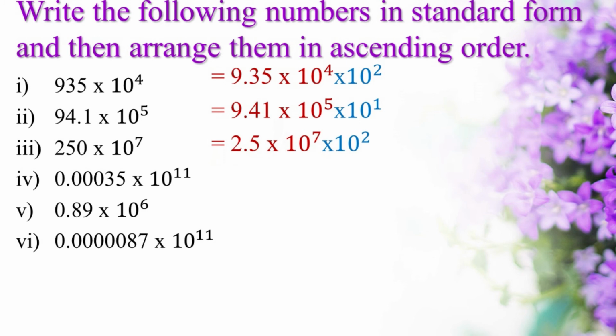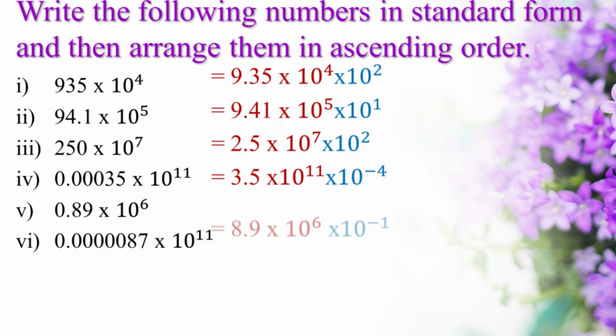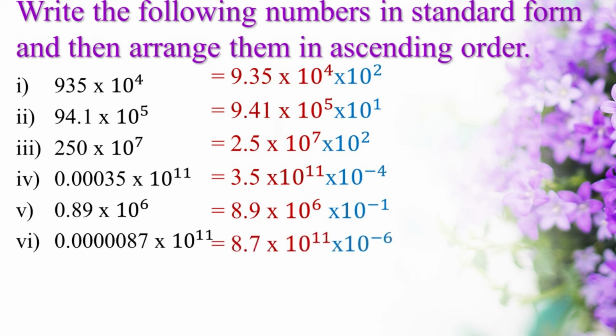For the next, 2.5 into 10 power 7 into 10 square. Here we have moved 2 places. Here 3.5 into 10 to the power 11. 10 to the power 11 is already in the sum. Then we have moved from left to right. Therefore, the power is minus 4, as we have moved 4 steps. For the next number, 8.9 into 10 to the power 6 into 10 to the power minus 1. For the last number, 8.7 into 10 to the power 11 into 10 to the power minus 6.